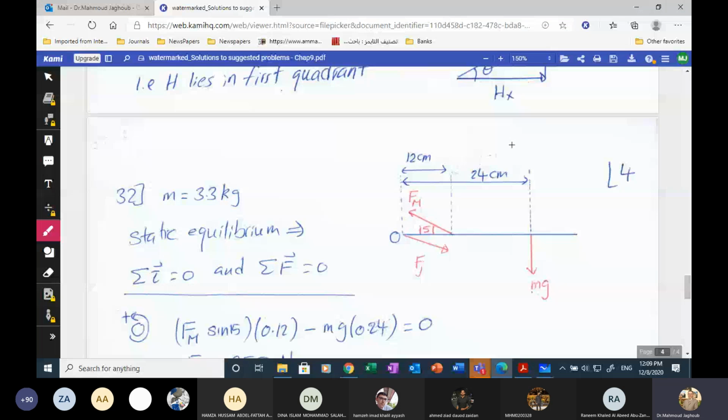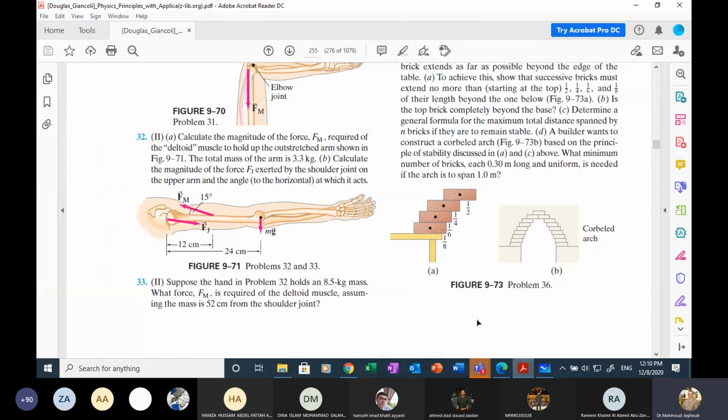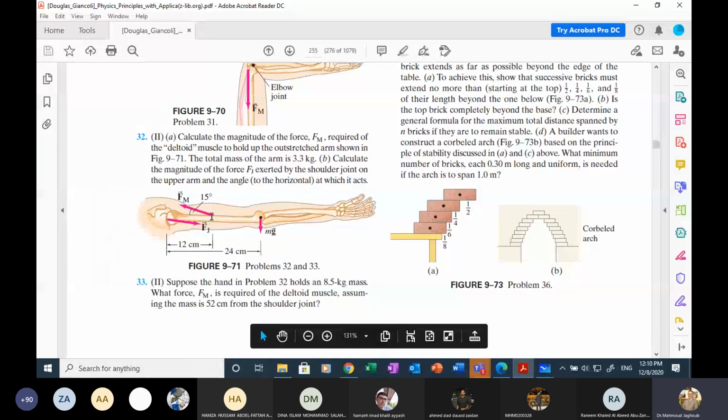Right. Let's see how to do this question. Always represent the arm as a beam. You have the weight of the arm, which is mg, acting vertically downwards. It's at a distance of 24 centimeters from the rotation point. And you have the muscle force acting at this point. This is the point where the muscle is attached to the bone.